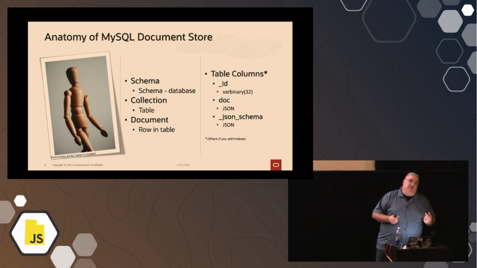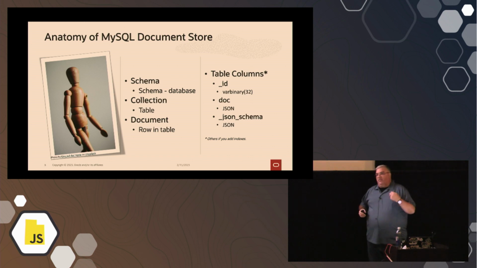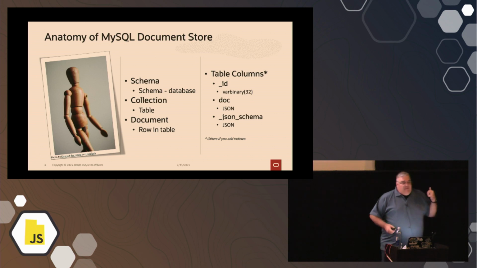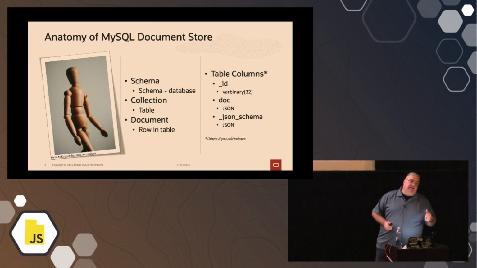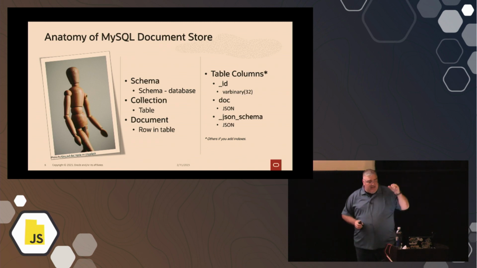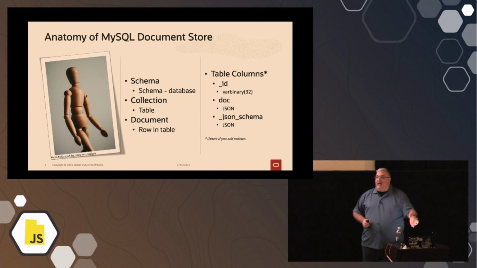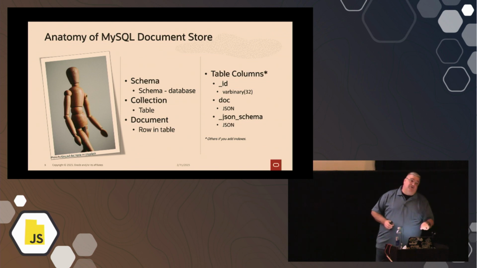When you create a new collection in MySQL Document Store, by default, three columns are created in the table. The ID: now when you add a document to your document store, if the document has an _ID JSON property, then that will be used in this column. If it's not, it's auto-generated.